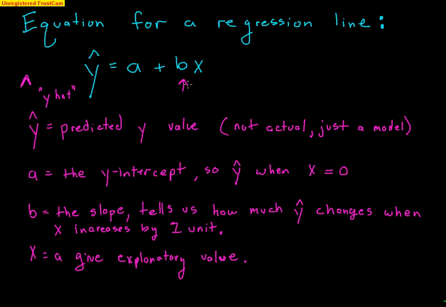But the slope tells us how much the predicted y value changes when we increase the x by 1 unit. Finally, x is the given explanatory variable. So in this case, I would give you a number of miles, and you could use the equation to predict how much that car would cost.